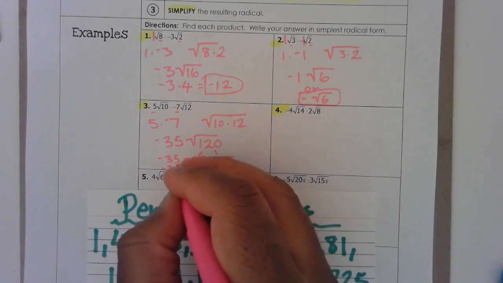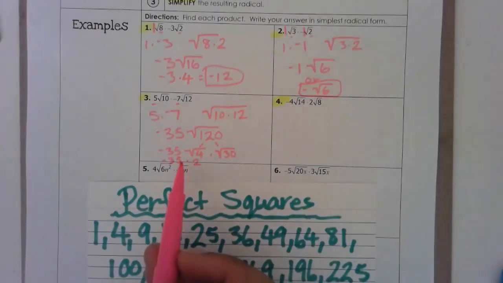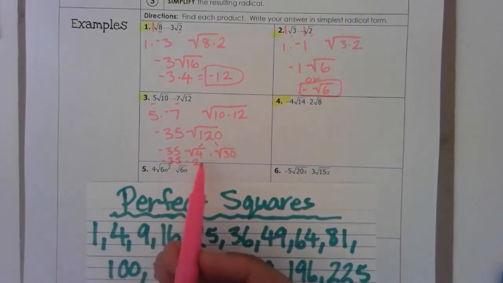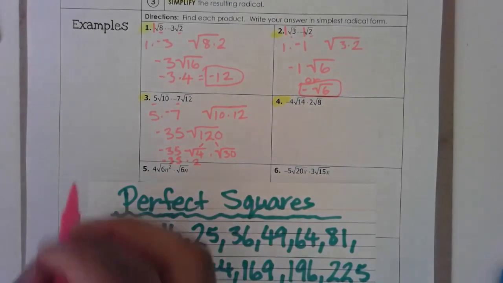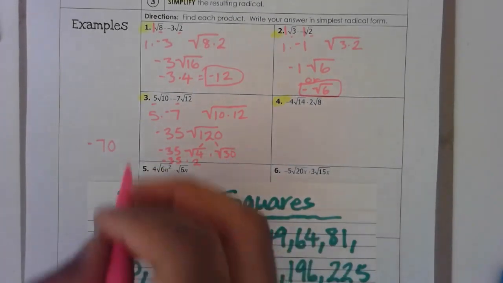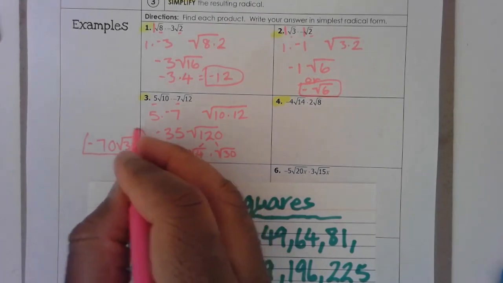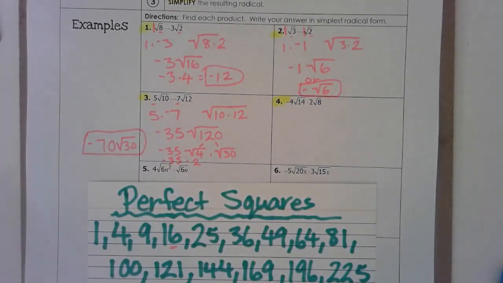Times a -35. And I kind of ran out of room here, but that's okay. And so I'll multiply these two together, -35 times 2. I'll end up with a -70. And of course, we can't forget about our square root of 30. That'll be my final answer here.